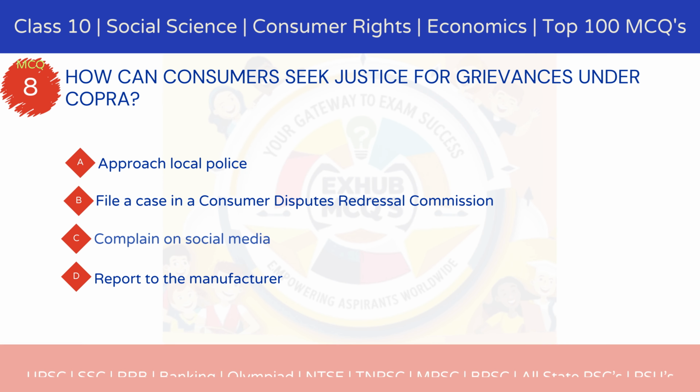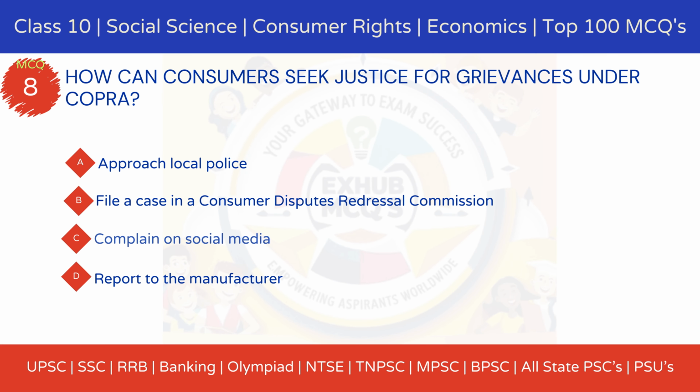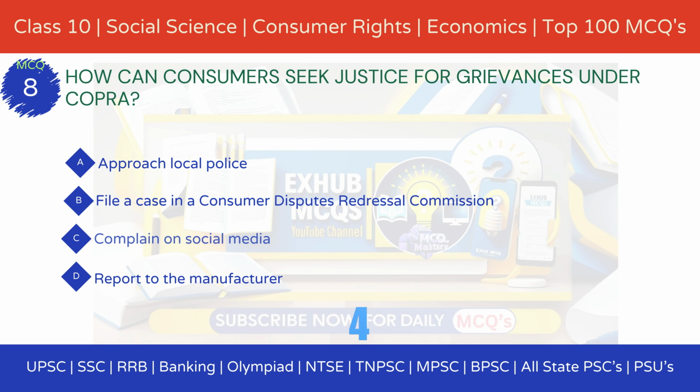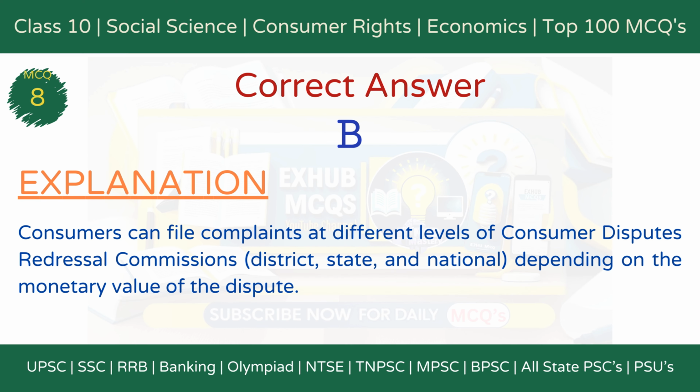MCQ 8. How can consumers seek justice for grievances under COPRA? Option A, approach local police. Option B, file a case in a Consumer Disputes Redressal Commission. Option C, complain on social media. Option D, report to the manufacturer. The correct answer is option B, file a case in a Consumer Disputes Redressal Commission.